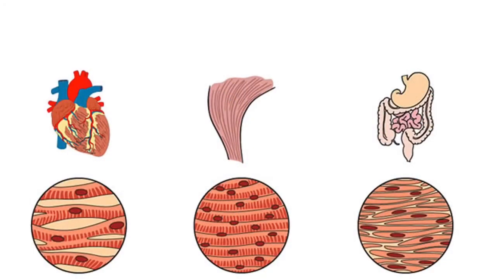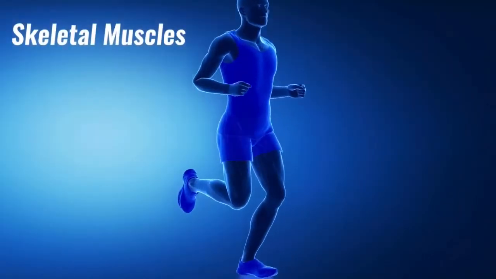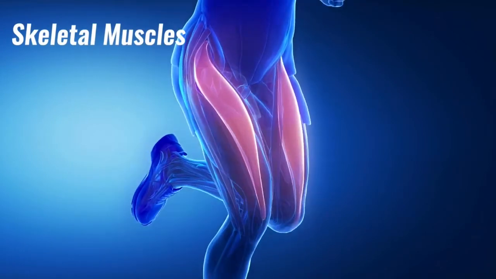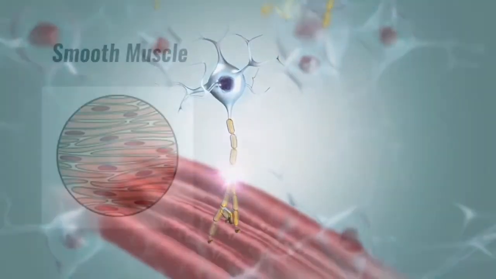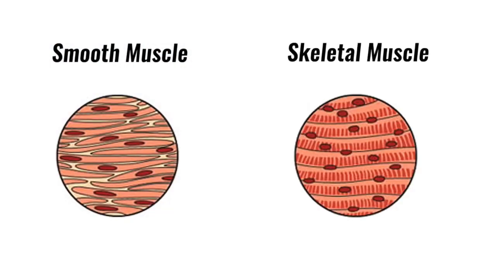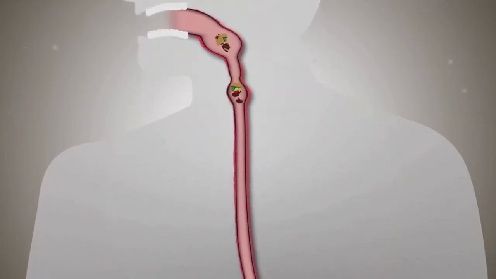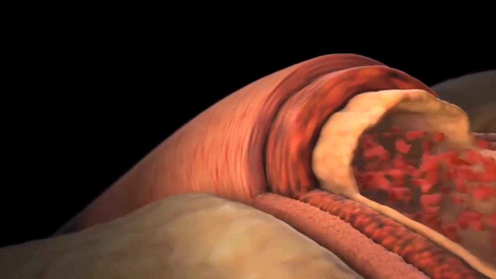Now moving on to muscles, the body contains three types of muscle tissues: skeletal muscle, cardiac muscle, and smooth muscle. The skeletal muscle is voluntary and striated. These are the muscles that attach to the bones and control conscious movement. Now we have the smooth muscle, which is involuntary and non-striated. It is found in the hollow organs of the body, such as the stomach, intestines, and around blood vessels.